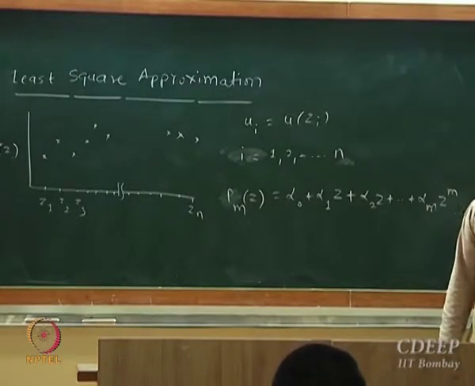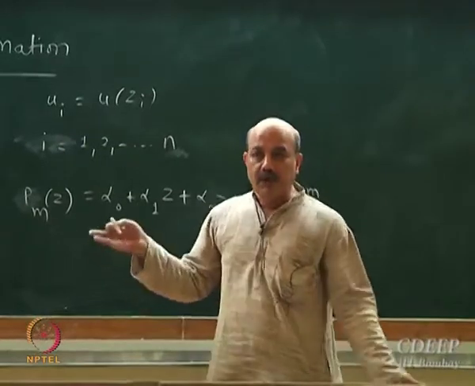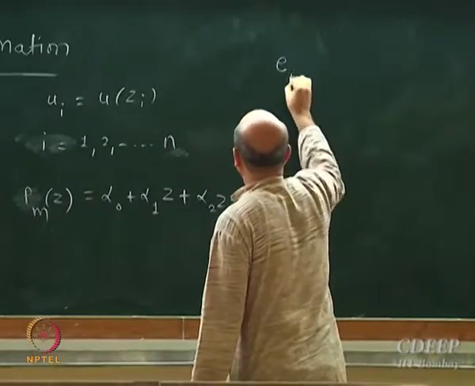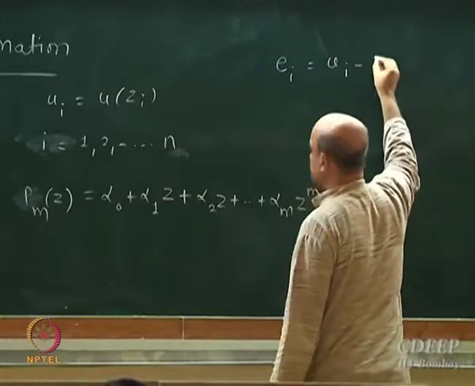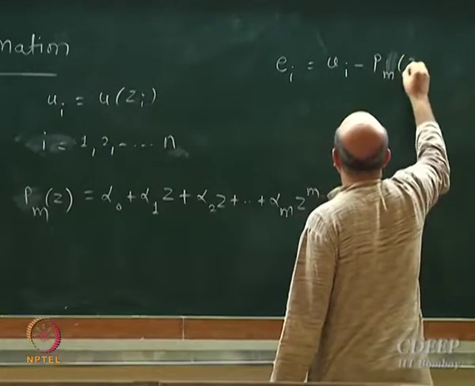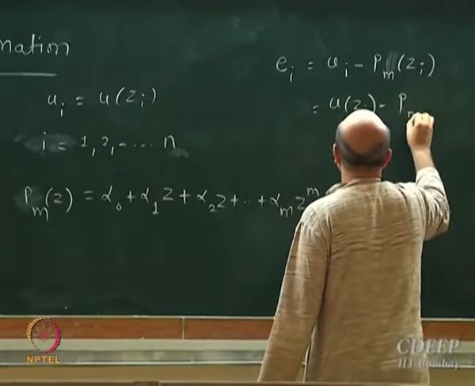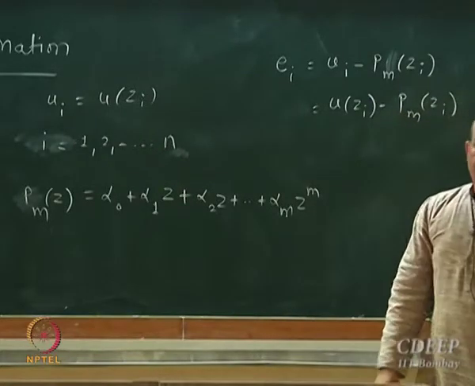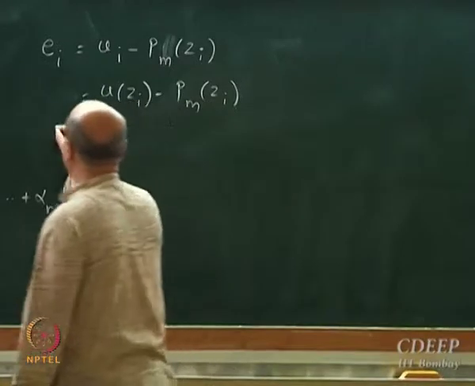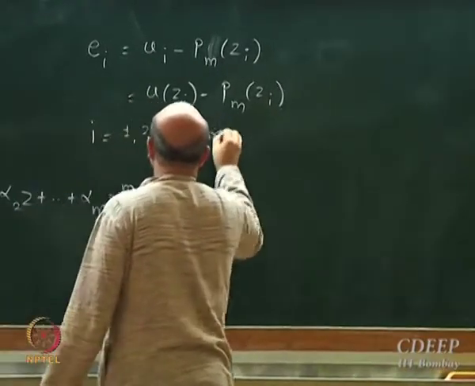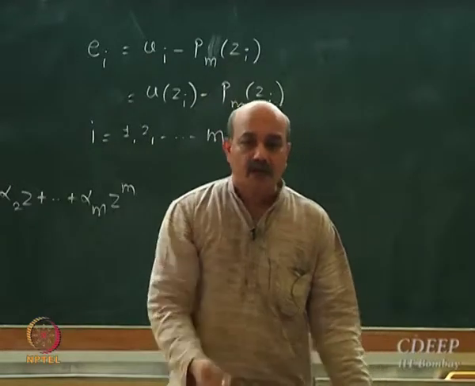Okay, now earlier in interpolation we said that the polynomial should pass through every point. I cannot say that now. What I am going to say now is that I am going to define an error, which is u_i minus p_m(z_i), which is nothing but u(z_i) minus p_m(z_i). This error has to be small in some sense, but this error is not just at one point. You have the error defined at i going from 1 up to n. Now you have a vector of errors, not one error, right?